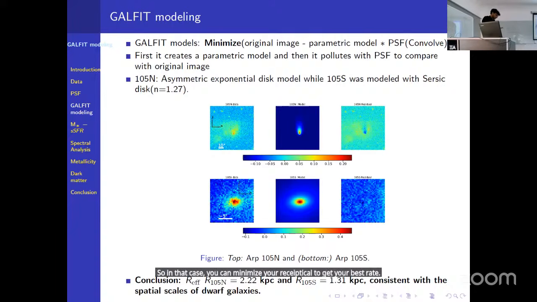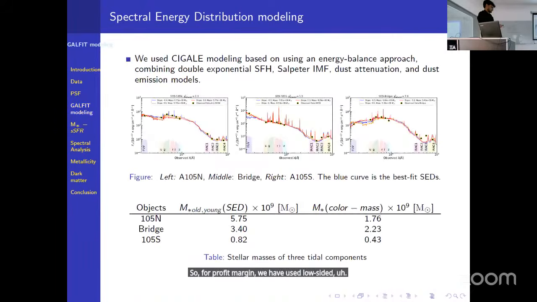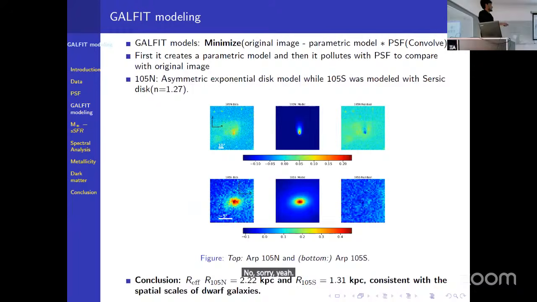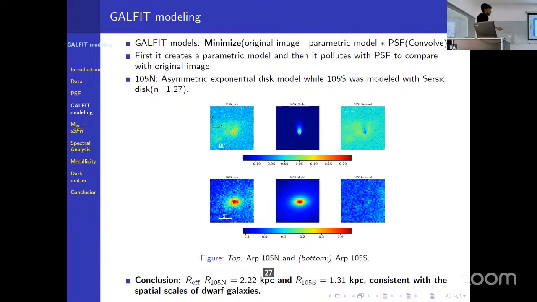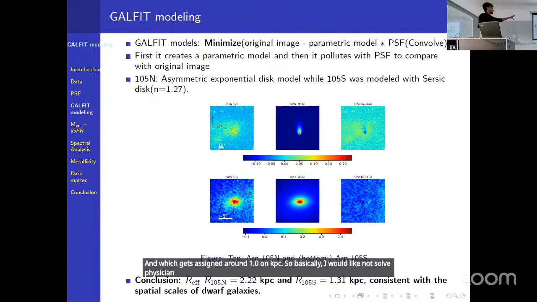For galaxy modeling, we have used a lopsided Sersic disk with n equal to 1, and this gives a size of around 2.2 kpc for the north TDG. For the south TDG, we have used Sersic modeling, which gives n equal to 1.27 and a size of around 1.0 kpc. So basically, our north TDG and south TDG are more compact than the diffuse TDG on the north side. This tells us that these objects are really at the dwarf galaxy scale in size.